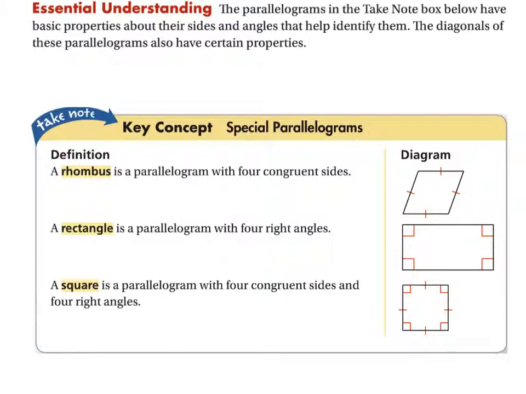Each one of these guys are parallelograms. So all definitions and properties about a parallelogram hold true for a rhombus, a square, or a rectangle. But a rhombus is a special type of parallelogram that has 4 congruent sides. Okay, and of course off to the right side there they have just a generic diagram for what a rhombus would look like. Does every rhombus look exactly like that? No. That's just a generic diagram.